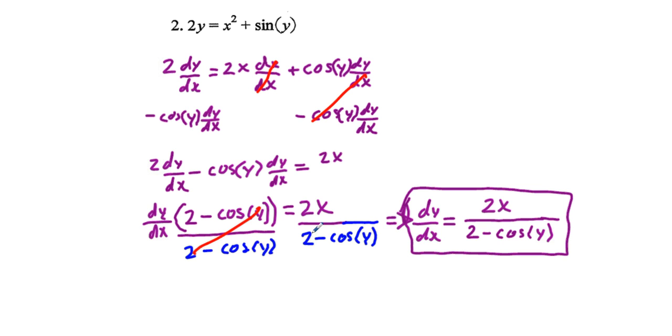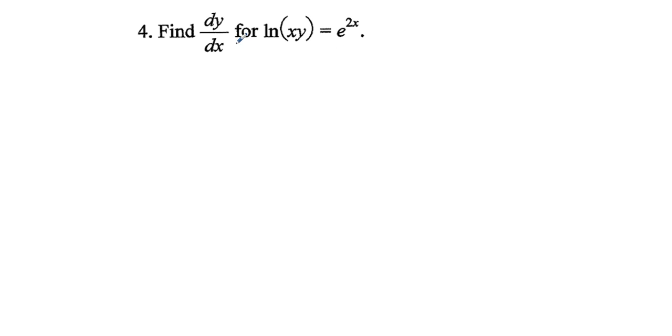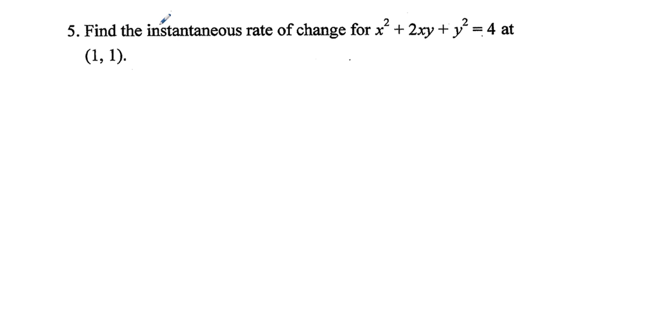There we have it. Okay, now let's go on to this one here. As 3 is not with the trigonometric ratio, we're going to use a product rule here. 4, I told you to omit 4 until we get to the, we'll maybe come back to 4 when we go into logarithmic differentiation soon. Problem 5, find the instantaneous rate of change for x squared plus 2xy plus y squared equals 4 at 1 comma 1. So this is the one we're going to do.